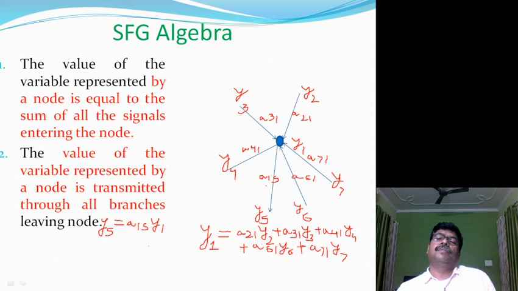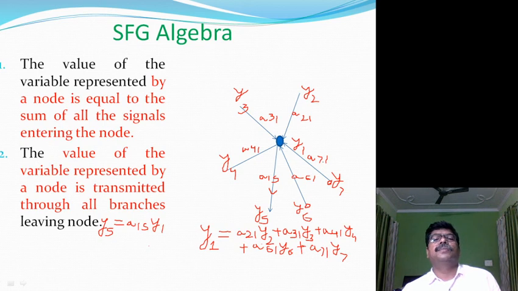y5 to y1 having a path gain of... y1 to y5 is an outgoing branch, so this has a path gain of a12, and this is the variable y6 traveling to y1 with the path gain of a61. Similarly, this has the variable y7 traveling to the y1 node with the path gain of a71.